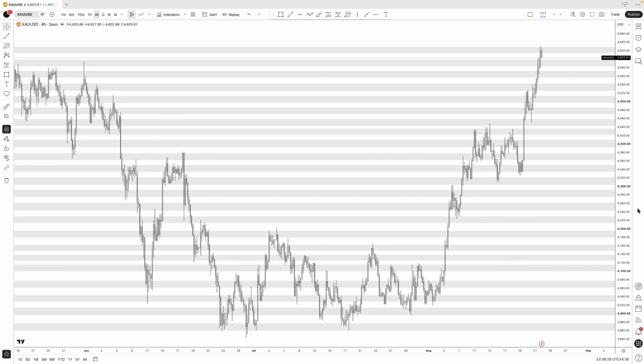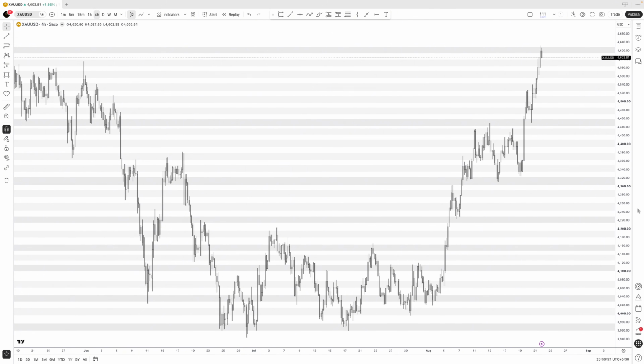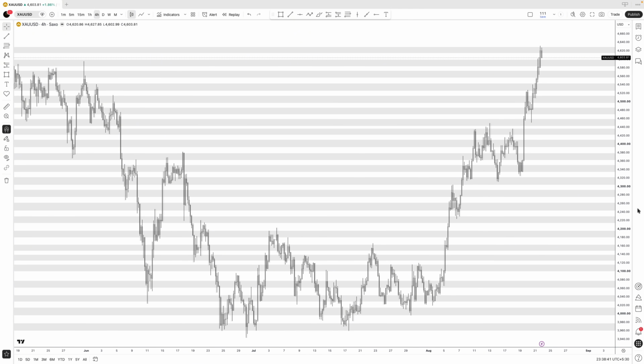You can mark hundreds of levels on a chart, but that doesn't mean every one of them is important. The real question is, which levels are actually worth paying attention to? That's what we're going to look at in this lesson. Key levels are simply important areas on the chart where price could potentially reverse or continue from.